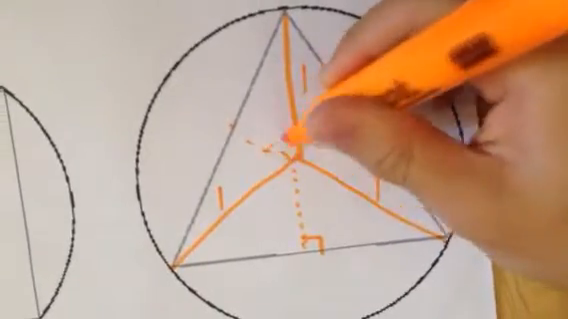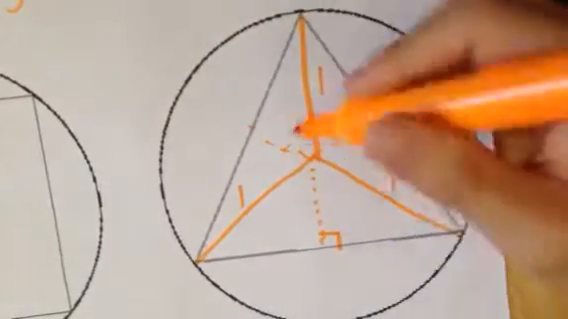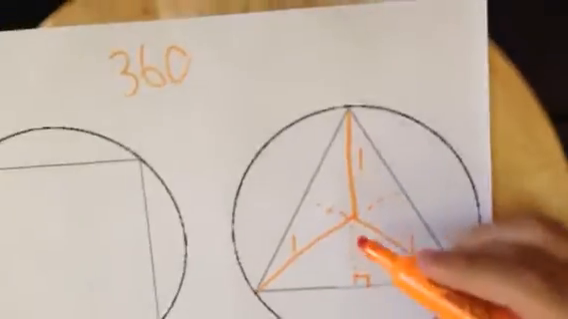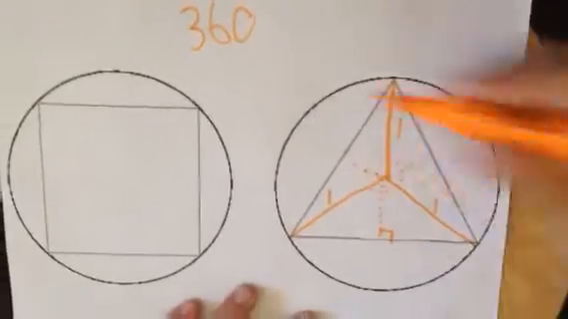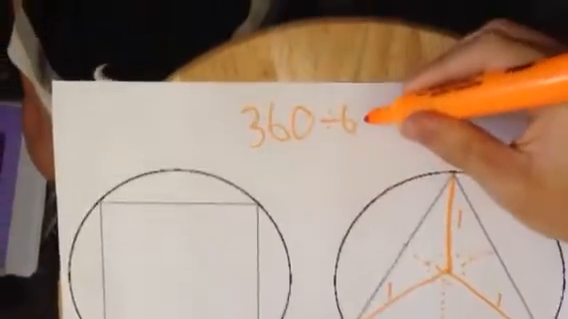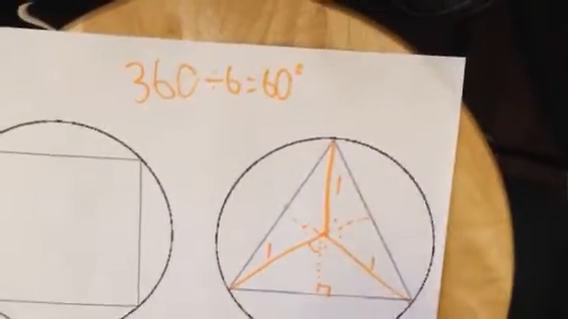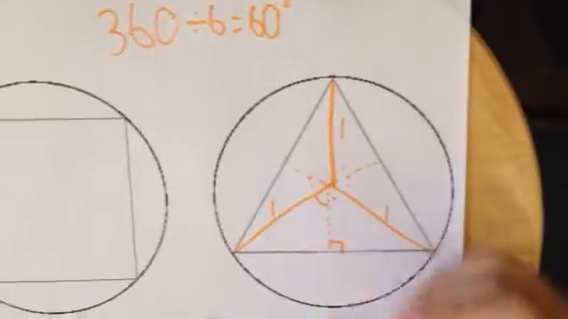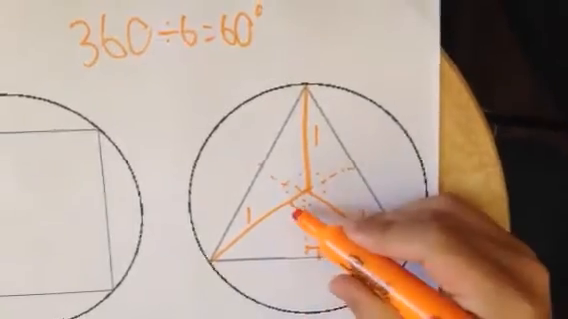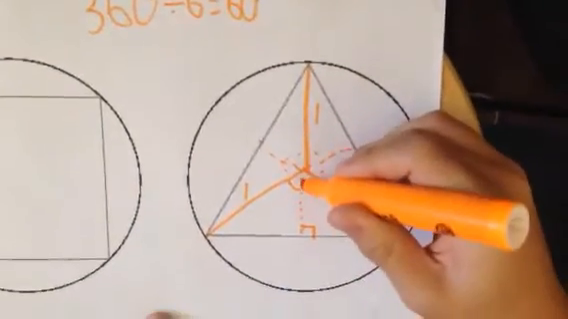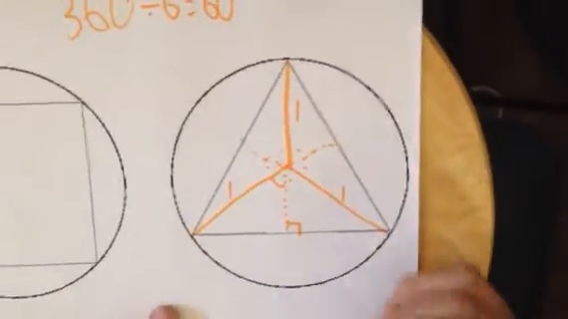We know that this part, the circle, is 360 degrees. And we know that there are 6 little triangles in this triangle. There are 1, 2, 3, 4, 5, 6. So we divide 360 by 6 to get 60 degrees for this angle. And now, since we know that the hypotenuse of this little triangle is 1, and this angle is 60, we can derive the height and the base with the cosine and sine ratio.